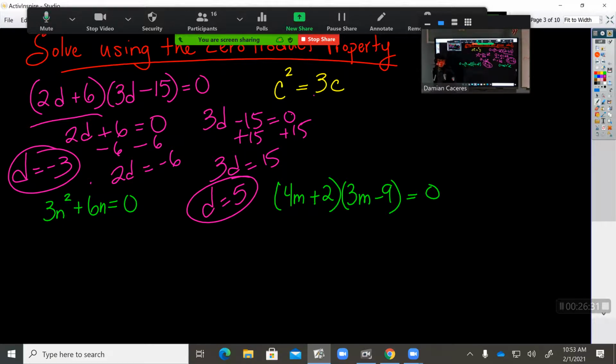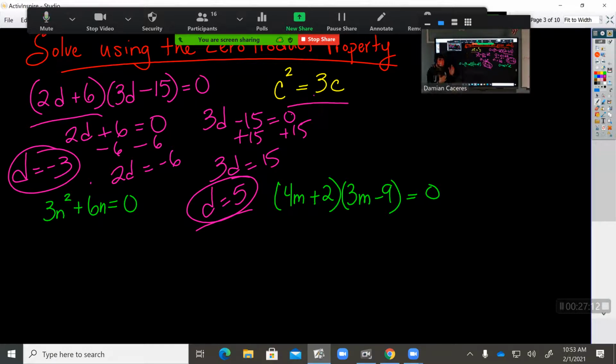If this was a word problem about Mr. Cáceres jumping off of the school building and landing on his feet, which one of these is a real solution? 5. Why is it not negative 3? It's not a real life amount of seconds. You can't do anything for negative 3 seconds. Time only goes forward. You with me? It's common sense, I know, but it's good to hear it over and over.